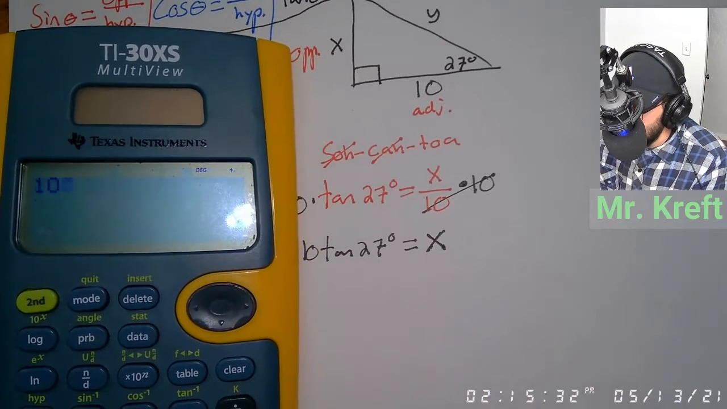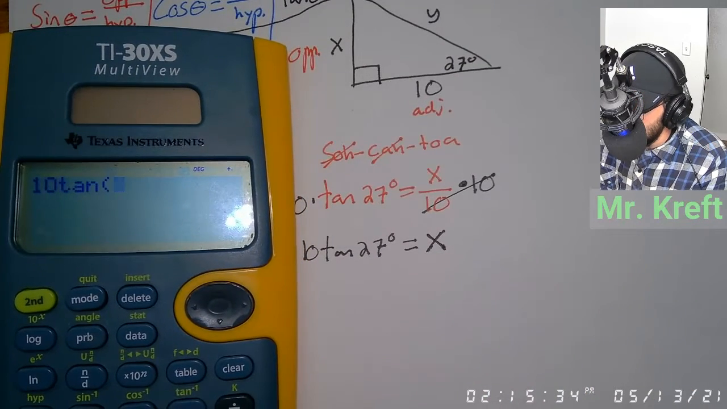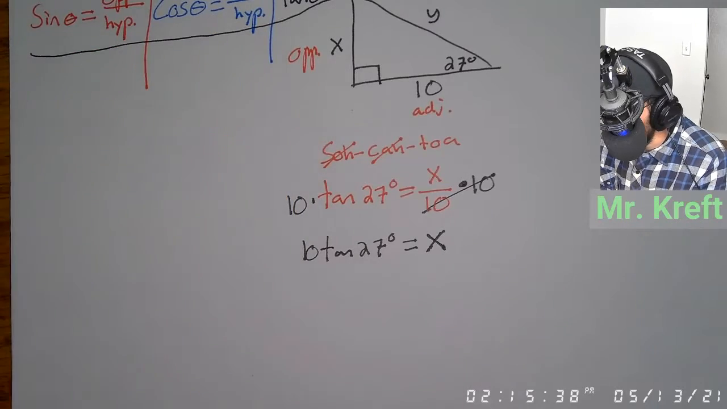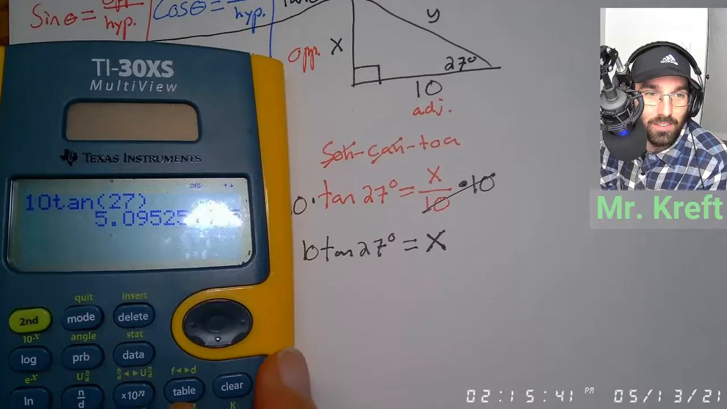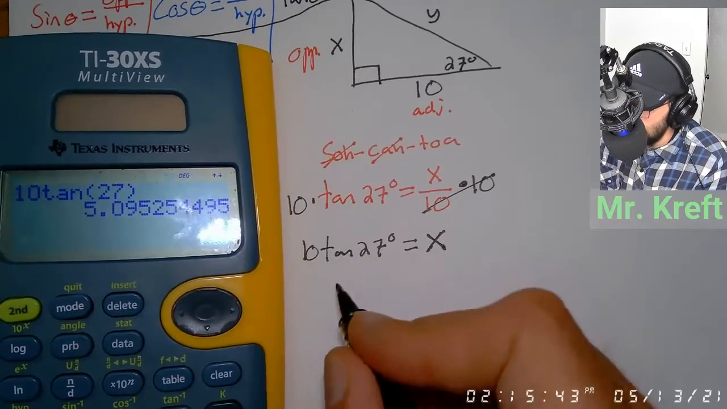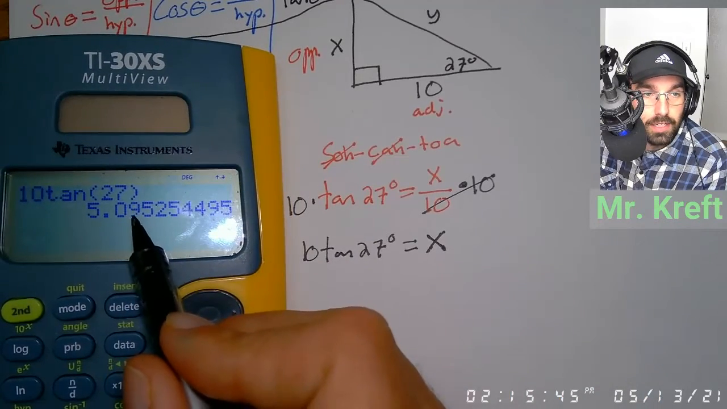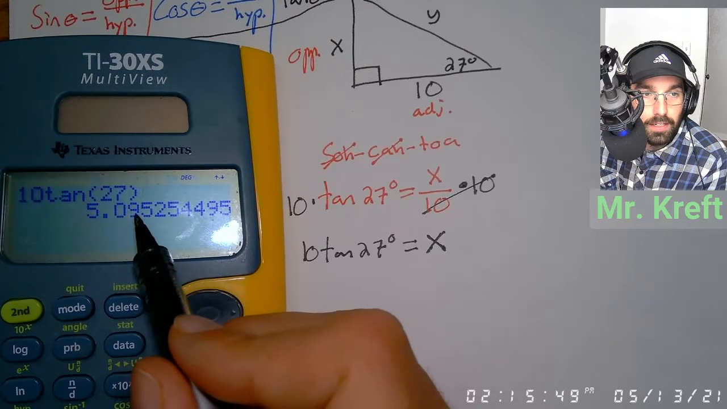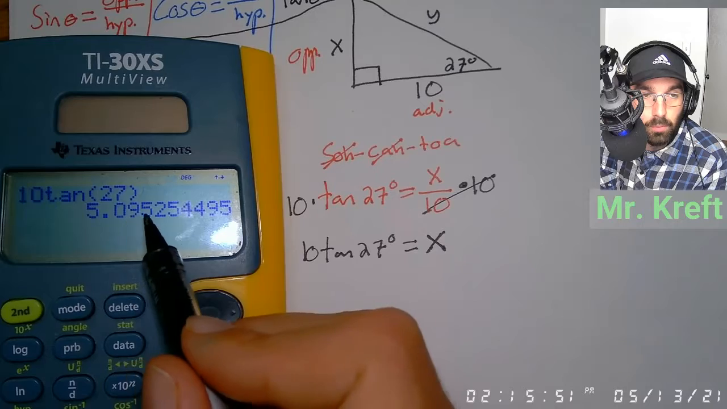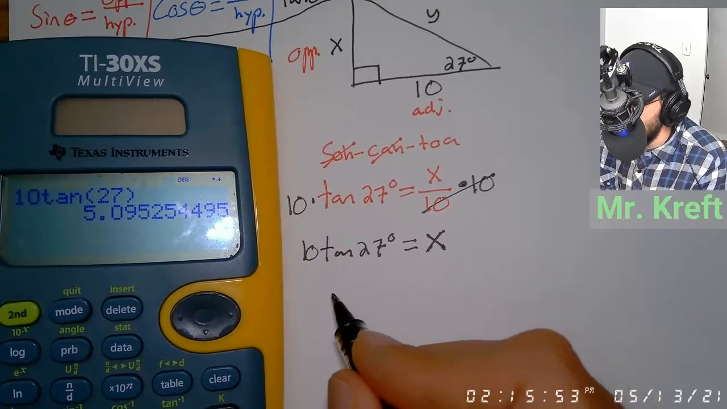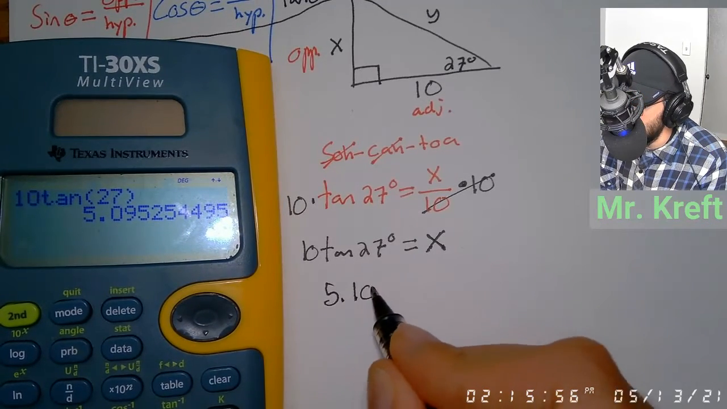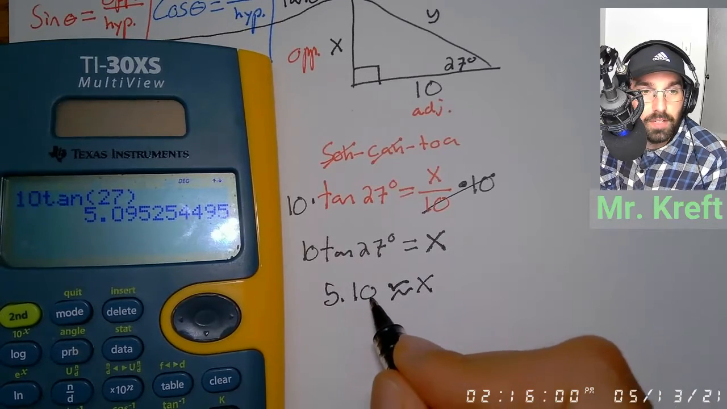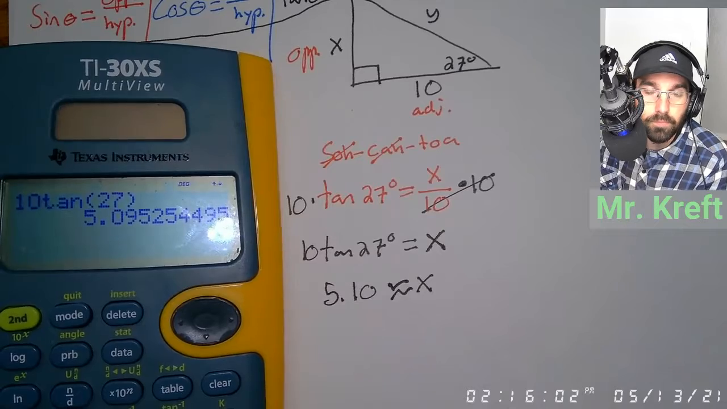So if I type this into the calculator, I can go 10 tangent of 27. Oops, and am I in degrees? I was just in a pre-calc class and we were doing radians, so make sure you're in degrees. If I round this to the second decimal place, I always look to the decimal place afterwards. If it's 5 or higher, I round up. Well, it is 5 or higher. So I'm going to round this to 5.10 is approximately x, right? Because 9 plus 1 is 10.